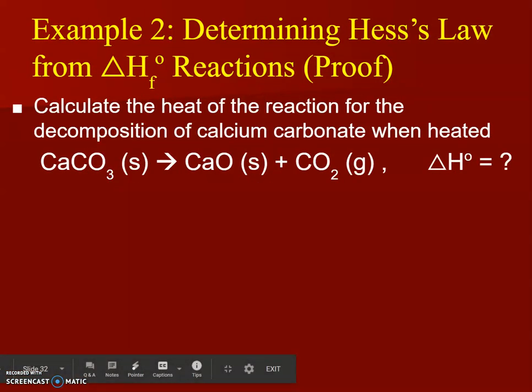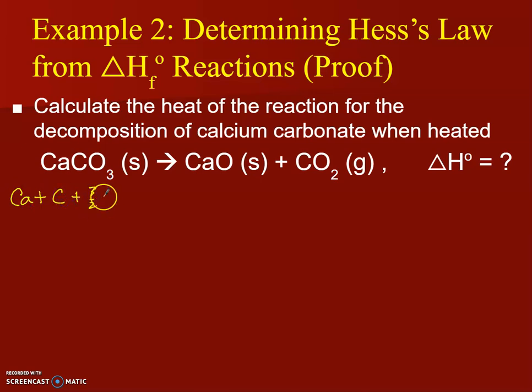Okay, another example is what the heat of the reaction would be for the decomposition of calcium carbonate when it's heated. So we have calcium carbonate, calcium oxide, and CO2. I'm going to write the heat of formation equations for each one. I have Ca plus C plus 3 halves O2 making CaCO3. The delta H of formation value is going to be negative 1207 kilojoules per mole.